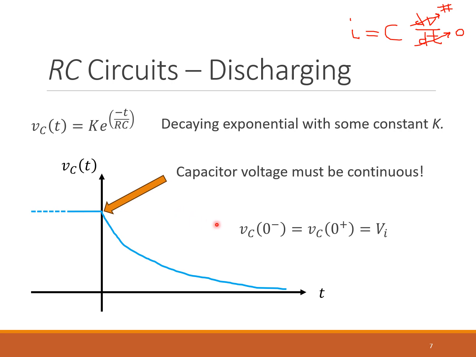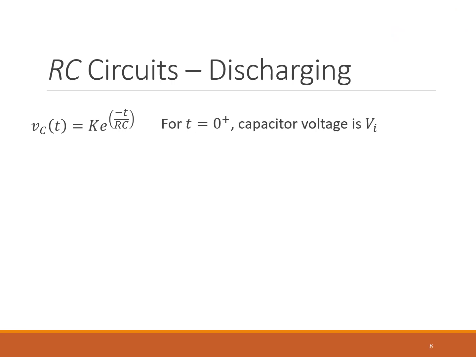So I can write that mathematically by saying our capacitor voltage at 0 minus, where the minus indicates we're approaching 0 from the left, has to be equal to the voltage as we approach 0 from the right, or VC(0 plus). So again, this is just some mathematical notation indicating we're either right before the switching event or right after the switching event. But because we know the capacitor voltage has to be continuous, we can say that both of those are equal to our initial capacitor voltage, which again was the voltage over here on the left side. So we can use that information to then figure out what our constant value K is.